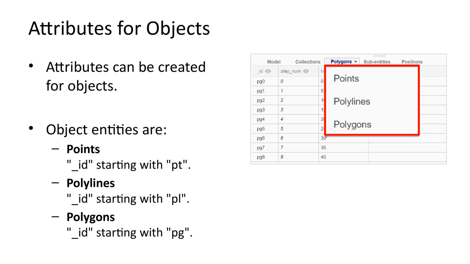Let's start by having a look at objects. Points, polyline, and polygons are objects. So far we have used polyline and polygons, but no points. Points are the simplest type of object, consisting of just a point in space. Each object also has a default ID attribute.